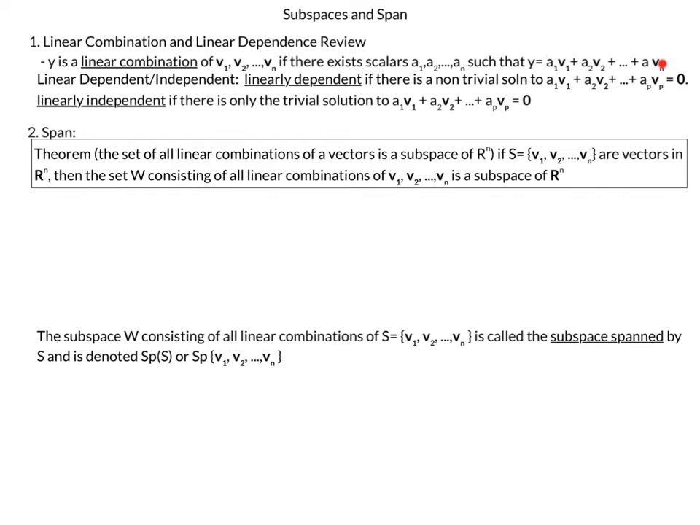Remember, the linear combinations look like this. If you have n vectors, then all possible linear combinations look like this: basically the same vectors, but different coefficients. The whole group of all these linear combinations is a vector space according to this theorem. We call that subspace W, consisting of all linear combinations, the subspace spanned by S, or for short, the span of S. And we denote it with span of S, or span of, and then we list out the vectors.